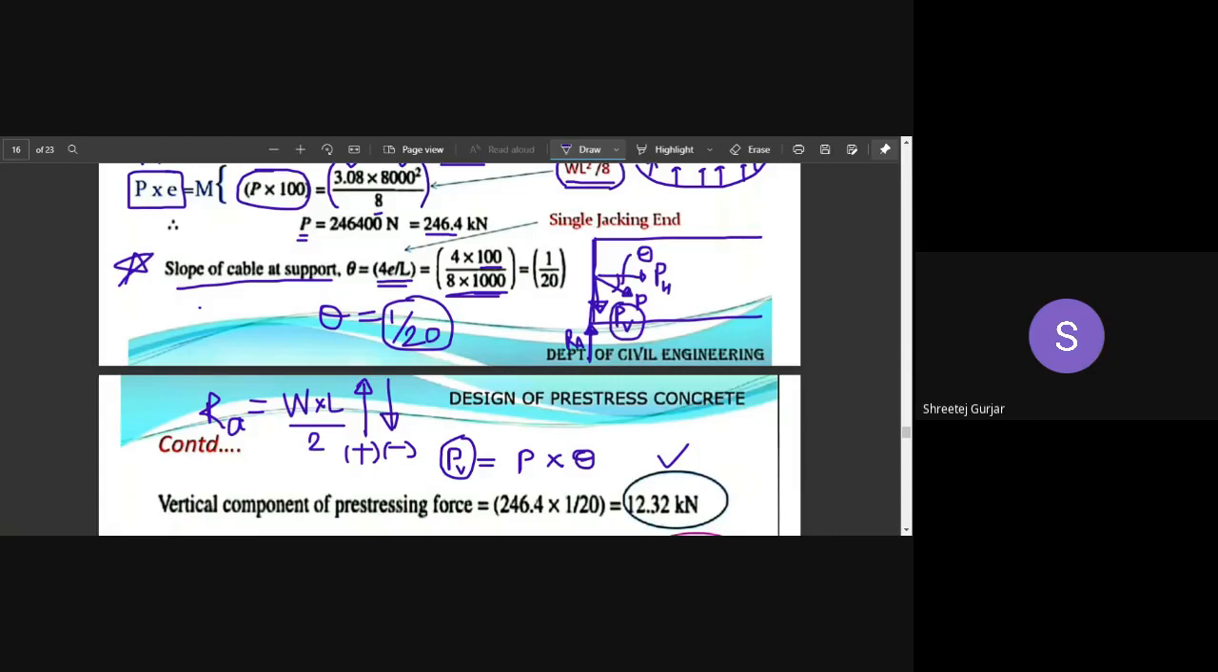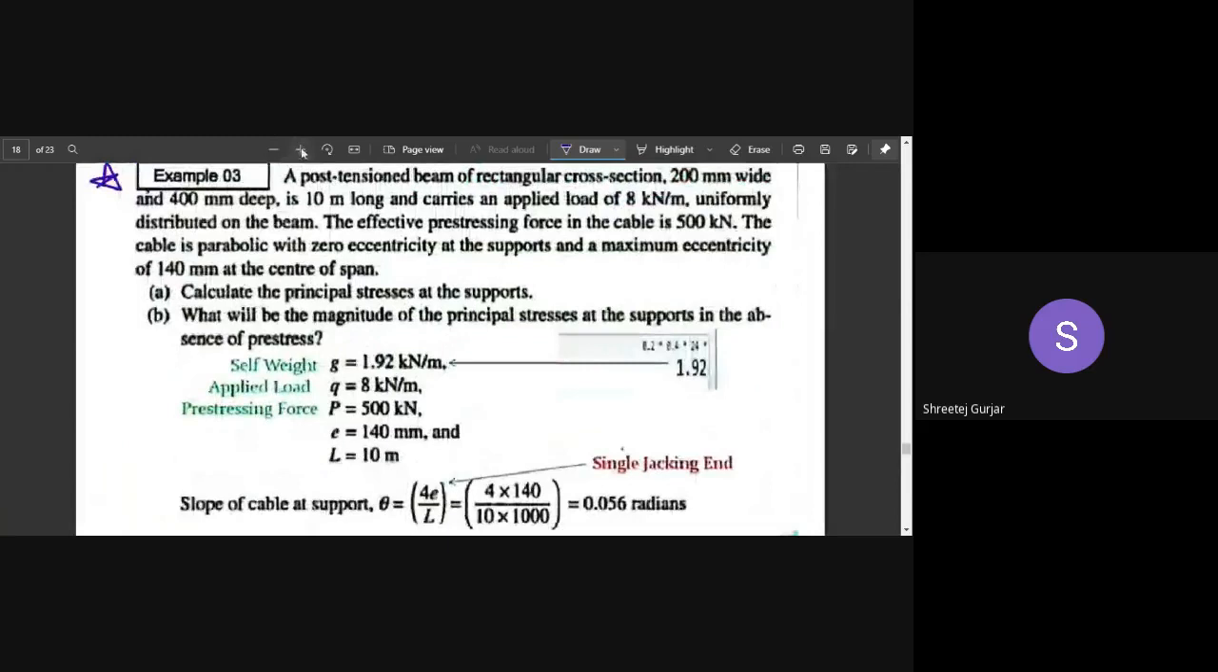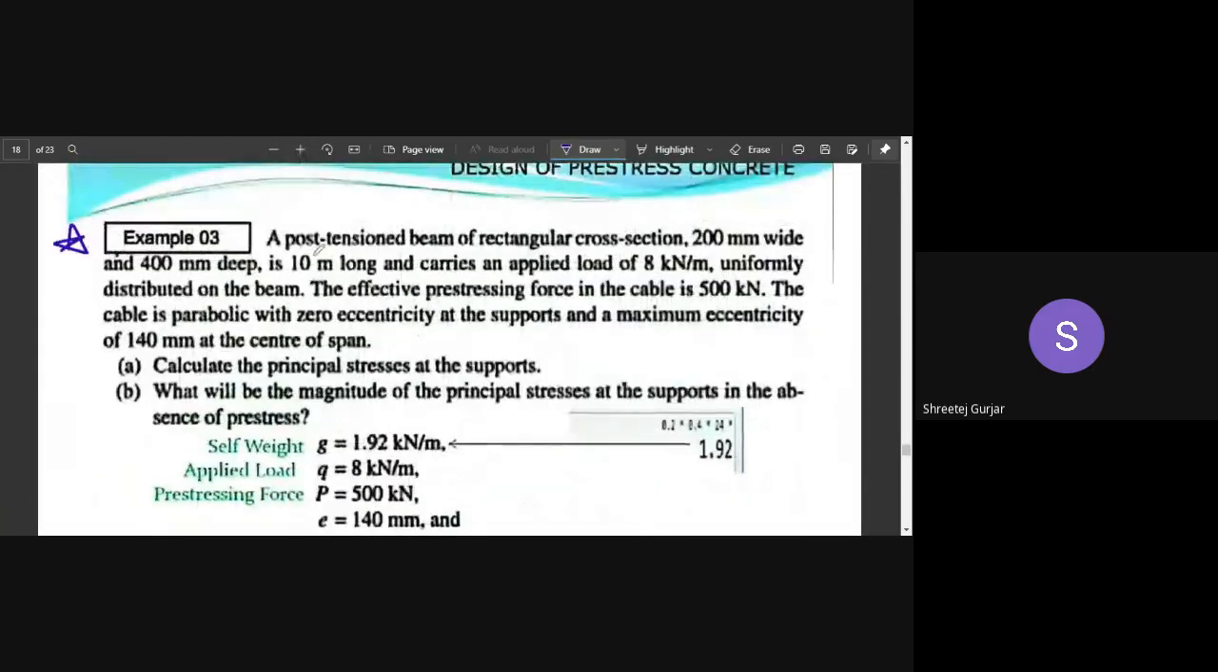Okay, so moving on to your next. So we will solve this one and we will wind up the session. So here in this particular numerical, you can see third example, a post tension beam of rectangular cross section. Okay, very easy, no problem.